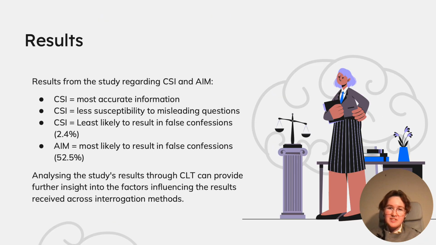The results of this study showed that CIS yielded the most accurate information and the lowest false confession rate, sitting at 2.4%, while AIM produced the highest false confession rate, sitting at 52.5%. When analyzing the methods through the lens of CLT, it is clear which one will be the most effective at receiving reliable information. The AIM overwhelms all three types of load, leading to total cognitive overload, impairing rational thinking and heightened susceptibility to manipulation. The CIS, however, applies cognitive strain strategically to enhance recall without crossing the threshold into overload.